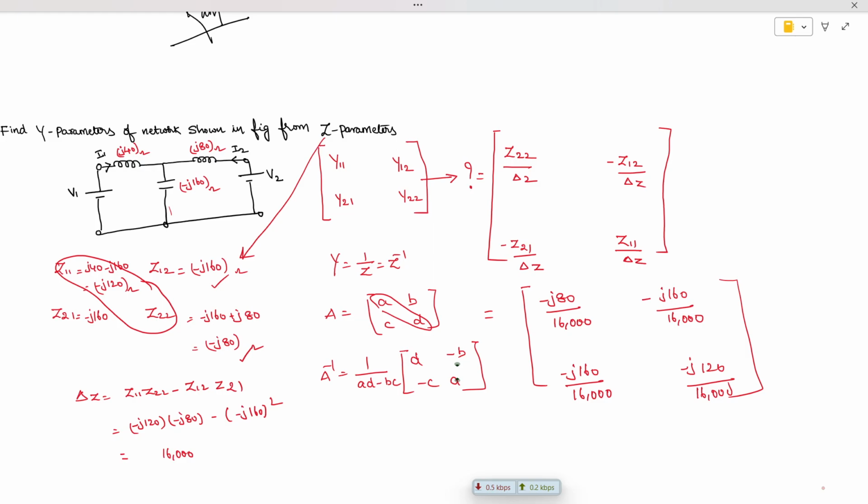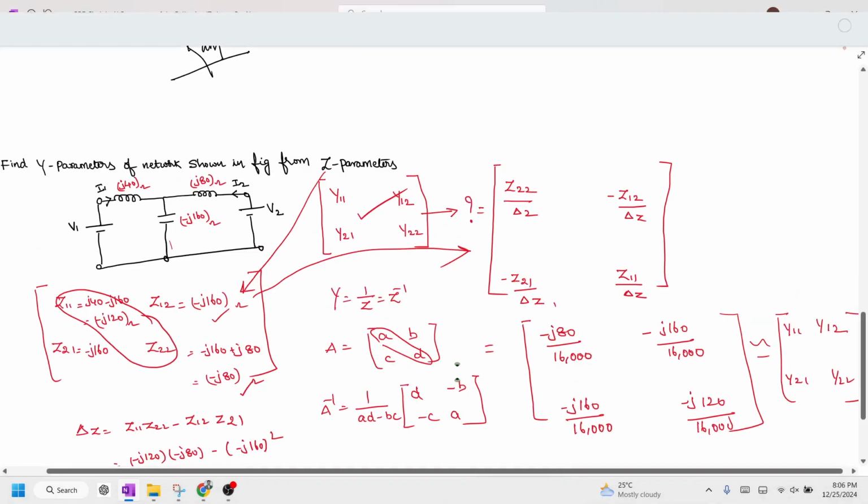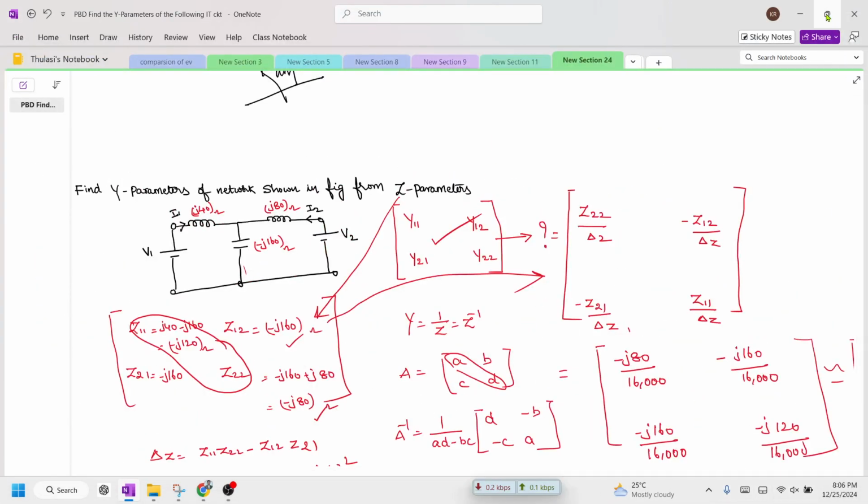So we initially determined Z parameters. From Z parameters, we found the inverse of that. We have obtained the values. So these are the values of our resultant answer, which is y11, y12, and y21 as well as y22. So hope you have understood this problem of solving.